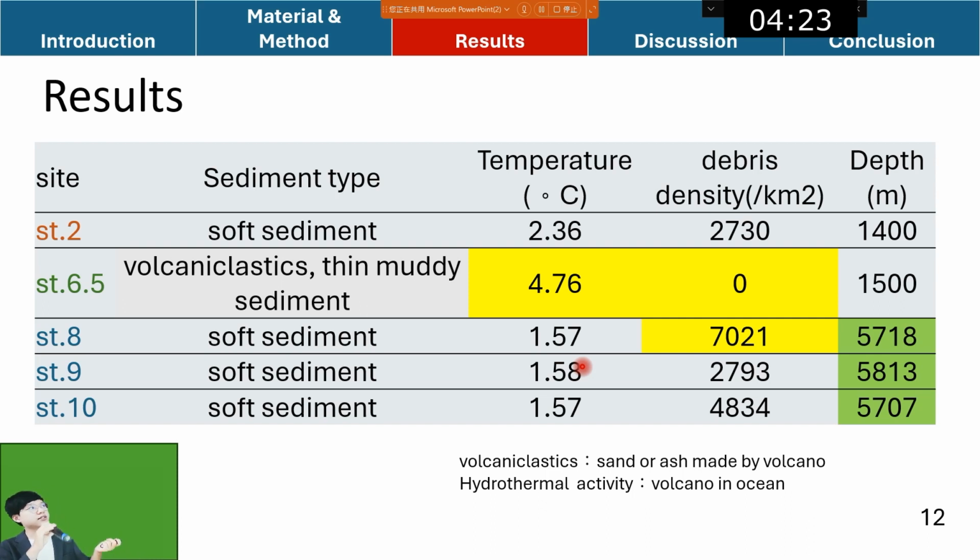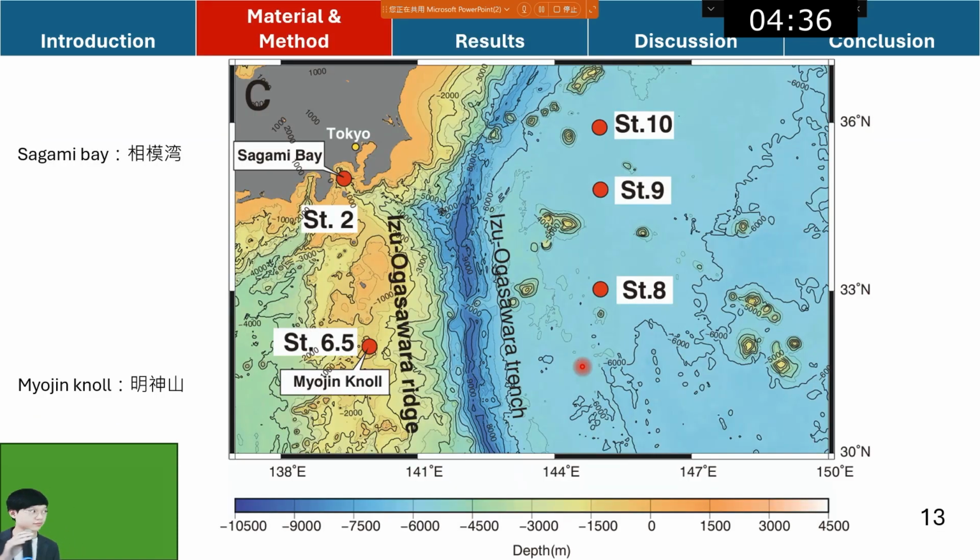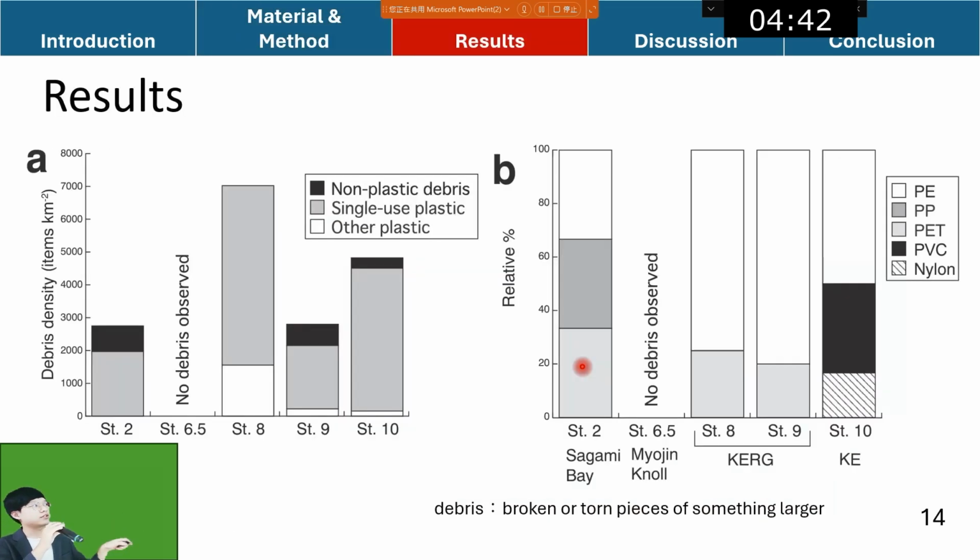We can see at site 6.5 the temperature is a little higher than other places because there are hydrothermal activities. It means volcanoes in the sea. You can recall the place we found. Okay, in the result that we see, there is no debris inside 6.5. That's the interesting part. And we can see the highest density is at site 8.